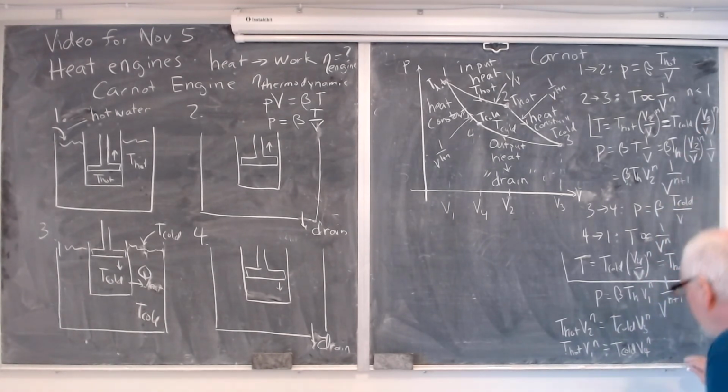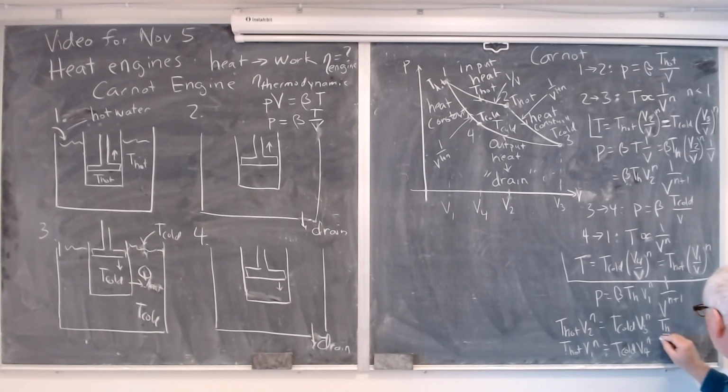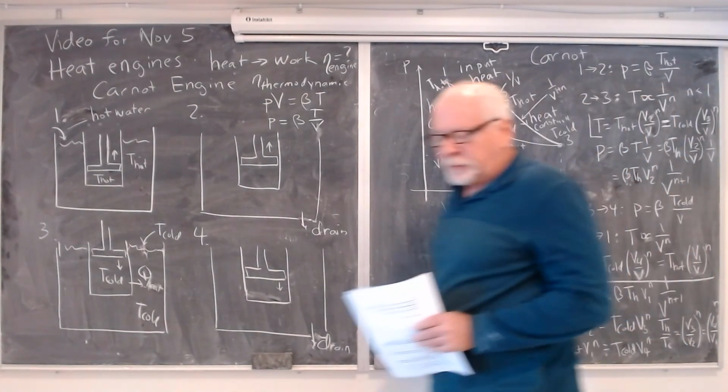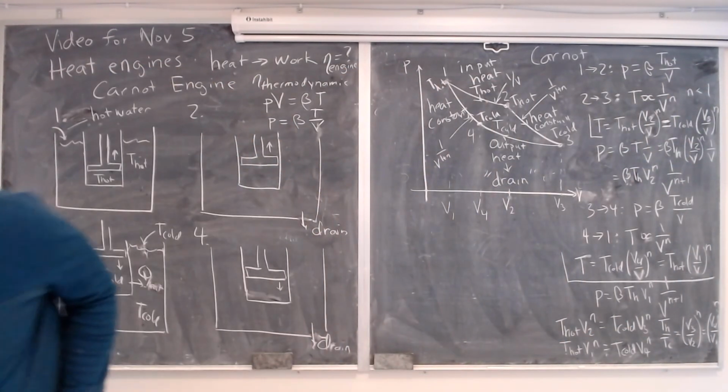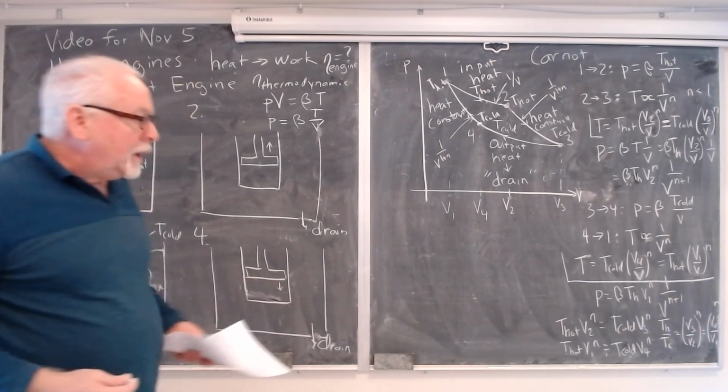And so from those, I can write T hot over T cold is equal to V3 over V2 to the N, which is equal to V4 over V1 to the N. So we can use that, and we will use that in our analysis, that those equalities are true. Okay, now we've got all the information.